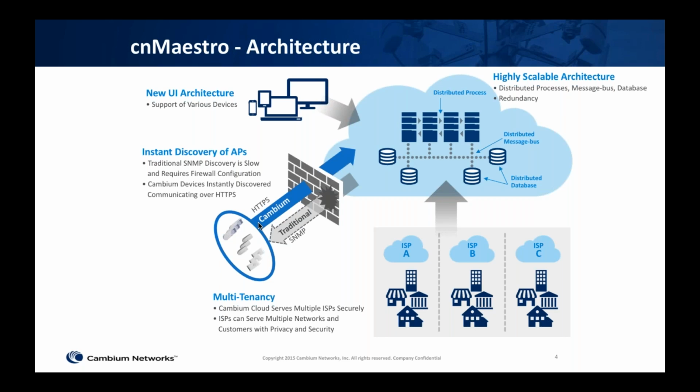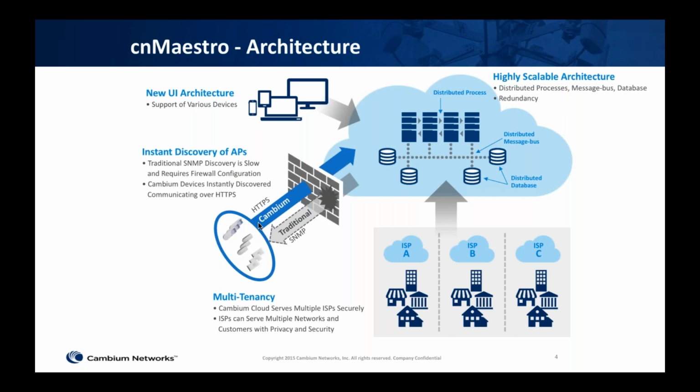So Cambium Cloud can serve multiple ISPs securely, and you can create the virtual customers you can serve. So if you have multiple hotel chains you serve under your wireless ISP, you can provide access to that infrastructure for them so they can access their own infrastructure, but you will have the access on the upper level to all of them as well.